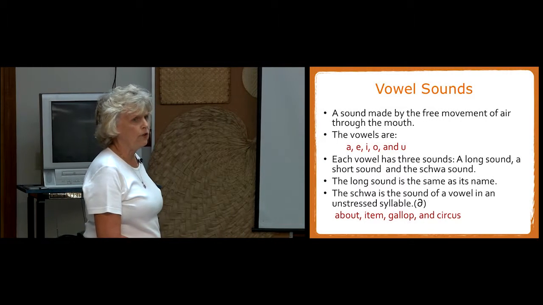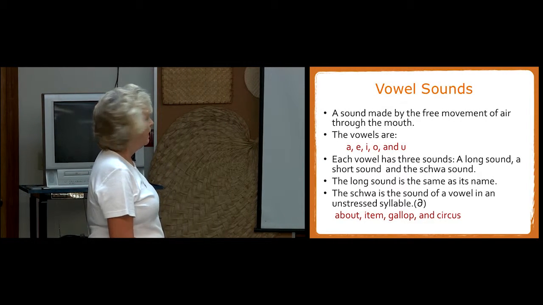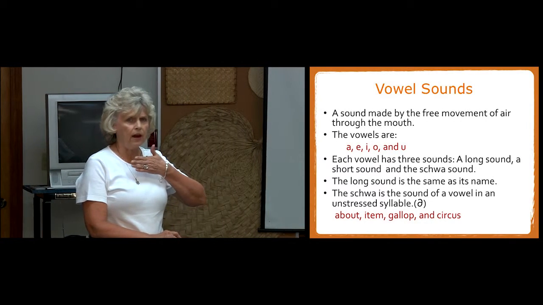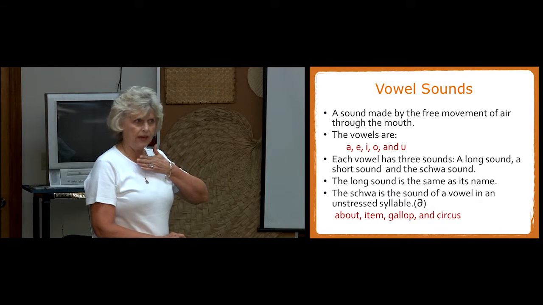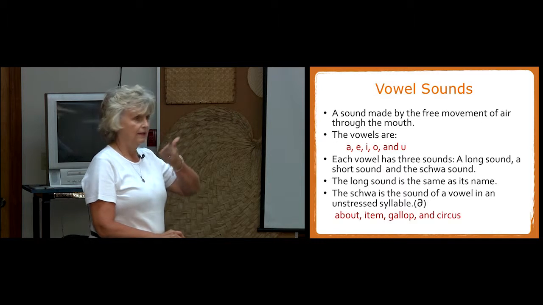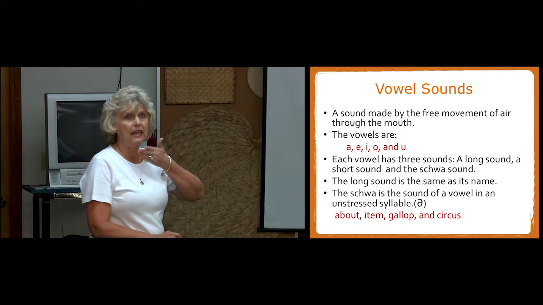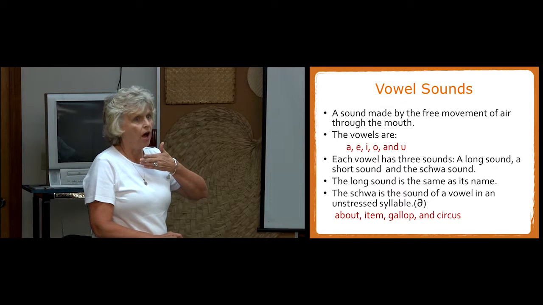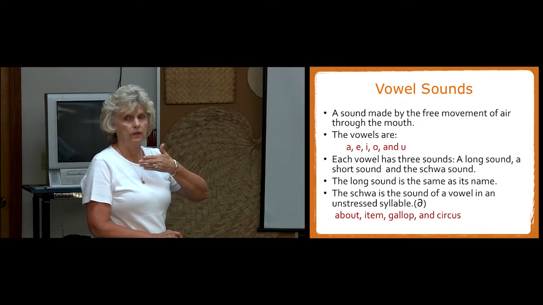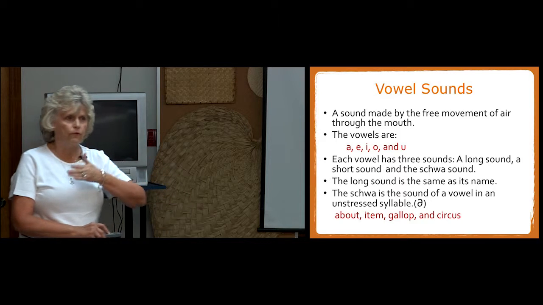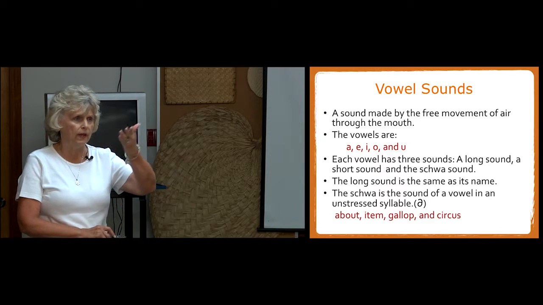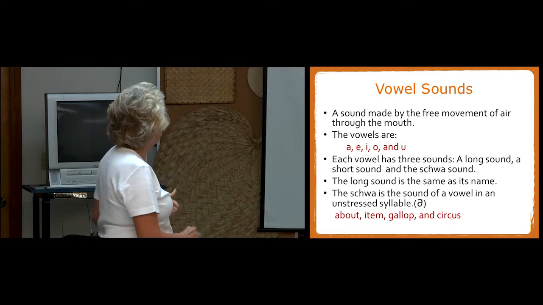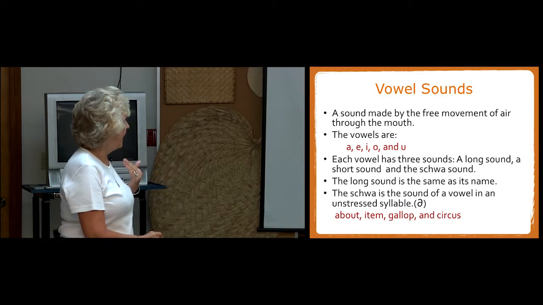All right, so let's review vowel sounds. A vowel sound is made when air flows freely through your mouth. You can make the A, the E, I, O, or U. At that time, the air is just flowing from your vocal cords right up through and out the mouth. All right, remember the vowels have these sounds.